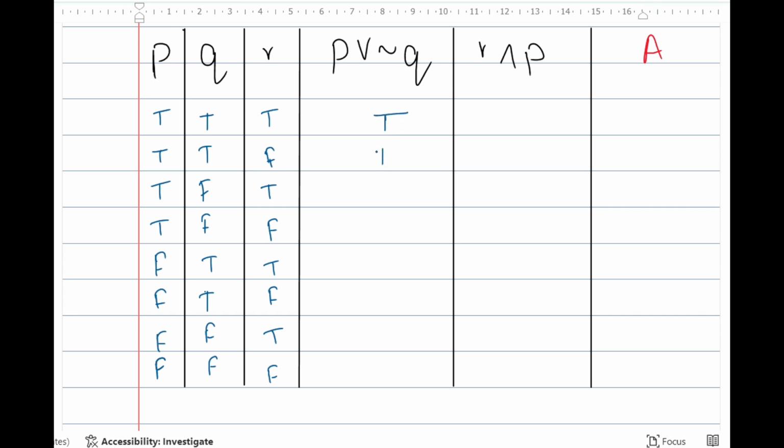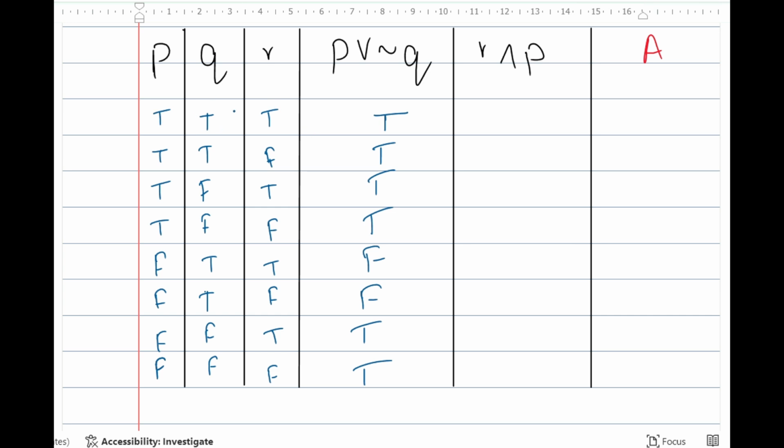T or F again is T. T or T is T, T or T is T. Then you have F or negation of T, that is going to be F. So F or F is going to be F. Then you have F or F again, it's going to be F. Then over here this becomes a T and this becomes a T, so it's F or T and it's going to be T again. Then you have R and P.